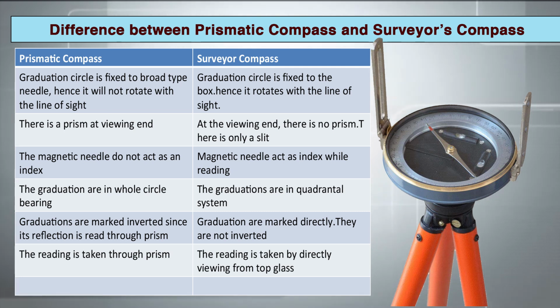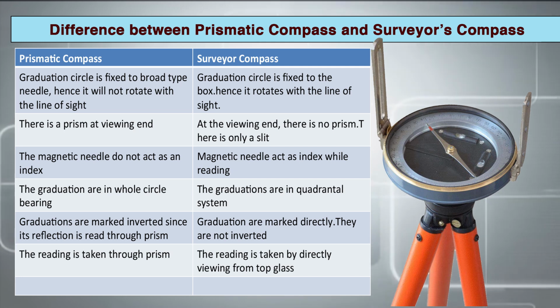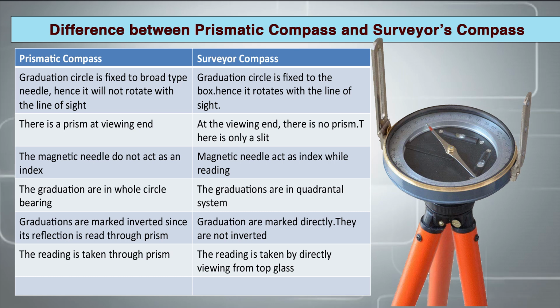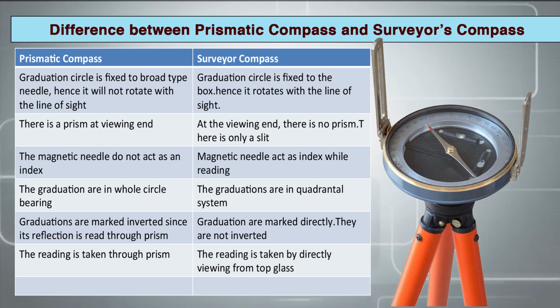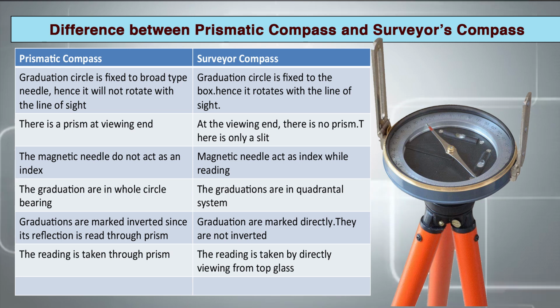Next, the magnetic needle does not act as an index in the prismatic compass, while in the surveyor compass the magnetic needle acts as an index while reading. In the prismatic compass, the graduations are in the whole circle bearing system, and we have studied thoroughly about the whole circle bearing system, but in the surveyor compass the graduations are in quadrantal bearing, and we have studied quadrantal bearing also.